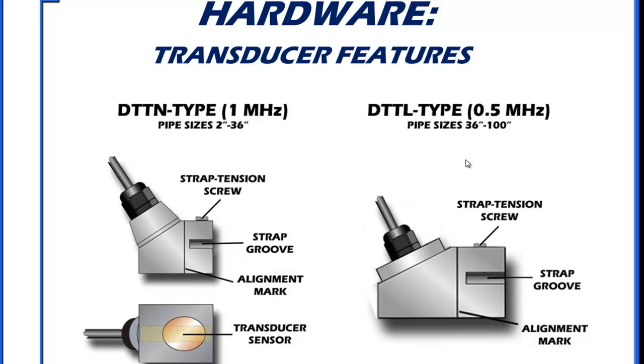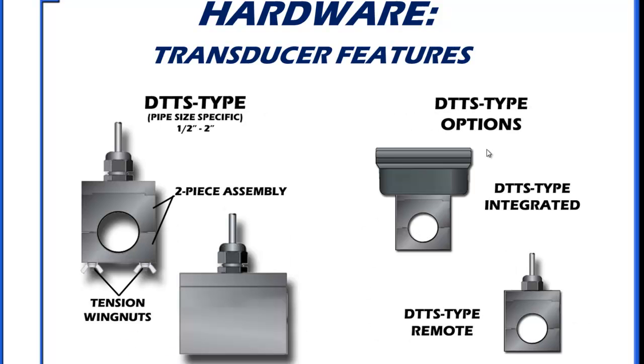For very, very large pipe size, we do have a 0.5 megahertz transducer. So again, this is used for very large pipe applications, and this 36 inch is not a rock hard number here on the 1 megahertz, and the 36 here is not a rock hard on the 1/2 inch. It also plays some role on the pipe situation, whether it's a new or old pipe application.